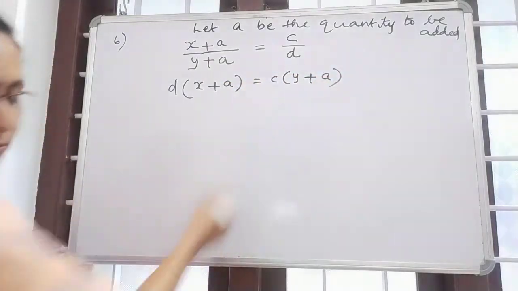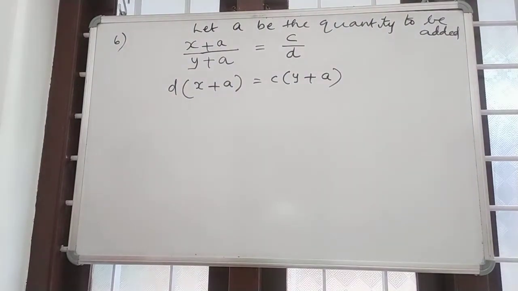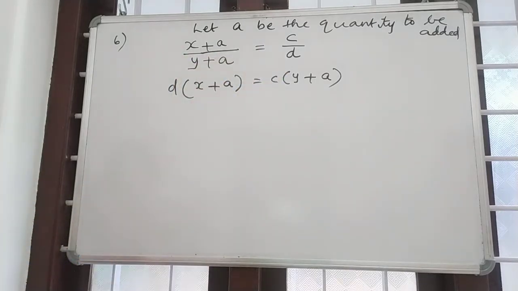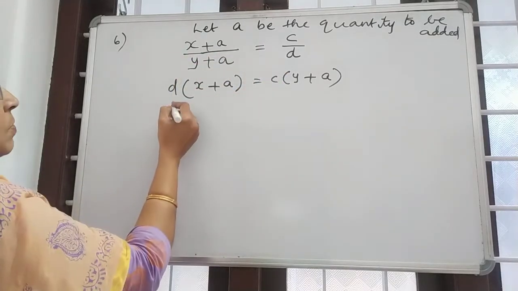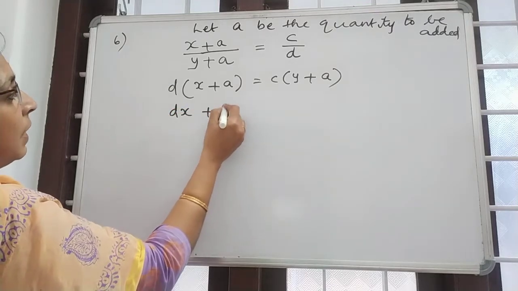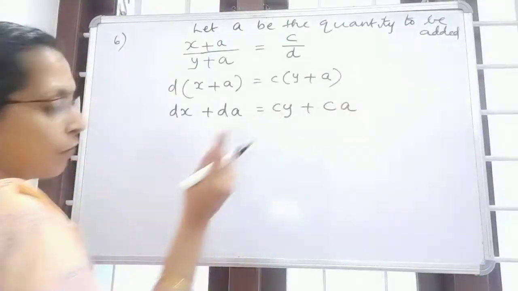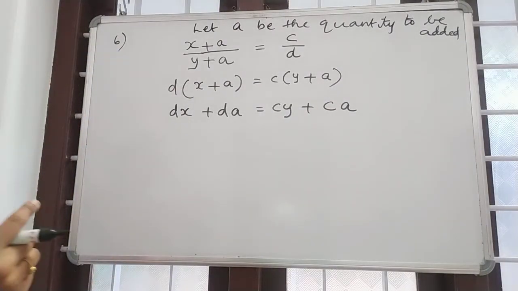We want to find out which one? The value of a. So think and write. We want to find the value of a. What quantity must be added? So a together we want to take. First cross multiply: dx plus da is equal to cy plus ca. We want to find the value of a. So a together we want to take.